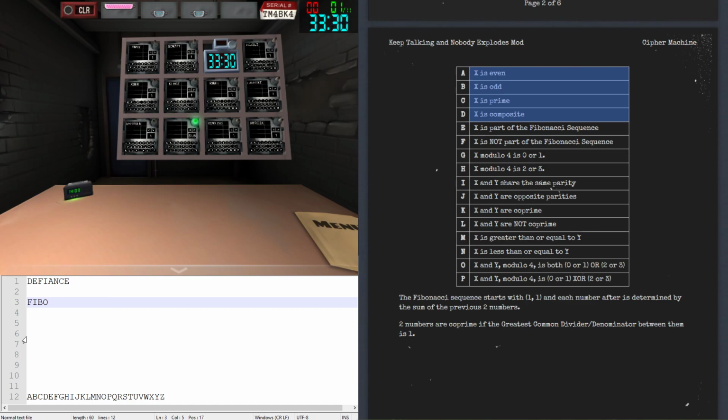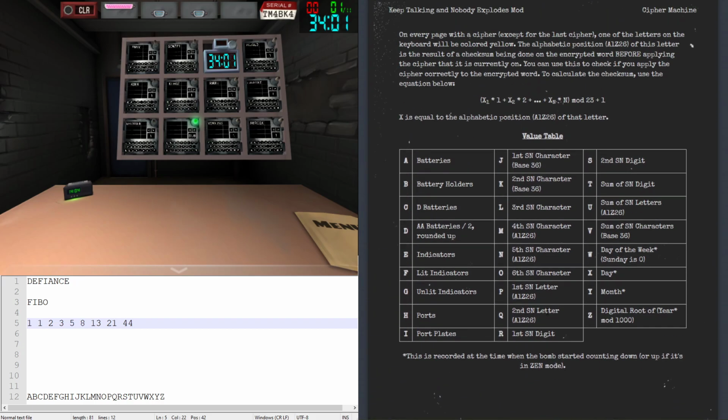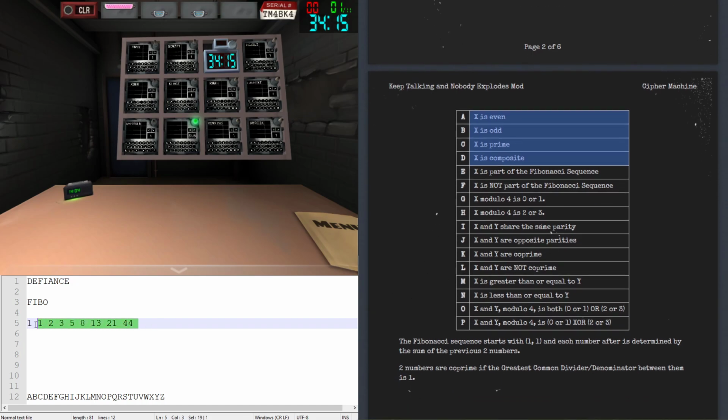Next is the Fibonacci sequence, which I think I've already talked about, but I'll talk about it again. The sequence starts with 1, 1, and each number afterward is determined by the sum of the previous two numbers. So this would be 2, then 3, then 5, then 8, then 13, then 21, and 34. It basically goes on forever and ever. But I made sure that the number doesn't get too huge, especially when considering the digital root of the year. The only number that gets really high up there is the sum of the serial number characters, base 36. But other than that, you don't have to remind yourself of the whole entire Fibonacci sequence.